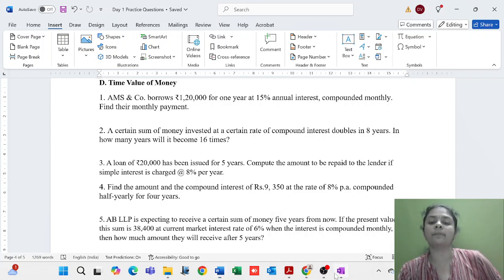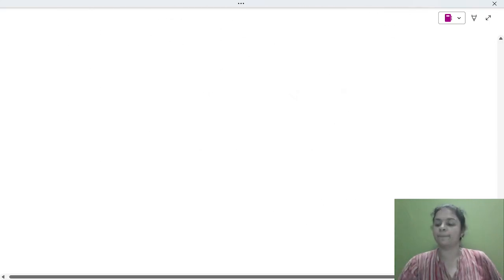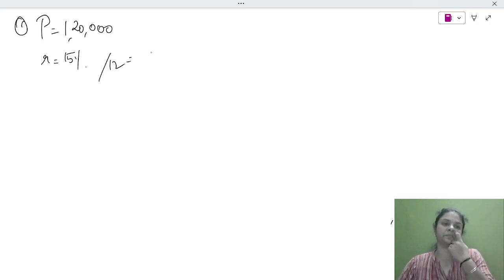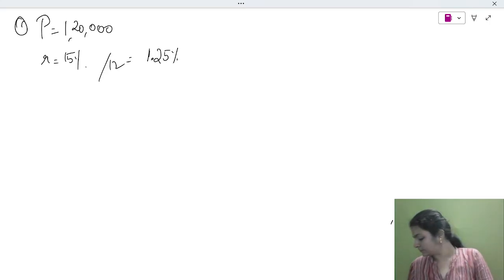So compounded monthly, now what we need to do? We need to divide R by 12. So principal is 1,20,000. R is 15% per annum. So if we divide it by 12, we will get 1.25. Is it 1.25? Am I correct?